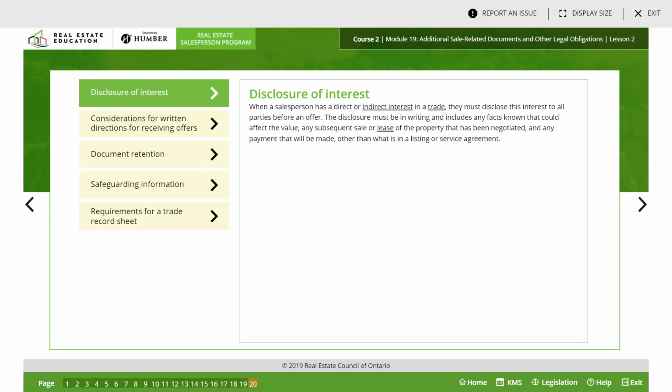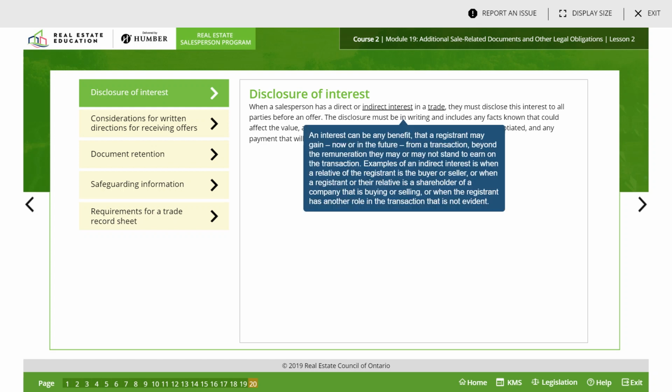Disclosure of interest. When a salesperson has a direct or indirect interest in a trade, they must disclose their interest to all parties before an offer. The disclosure must be in writing and includes any fact known that could affect the value, or any subsequent sale or lease of the property that has been negotiated, and any payment that will be made other than what is in a listing or service agreement.